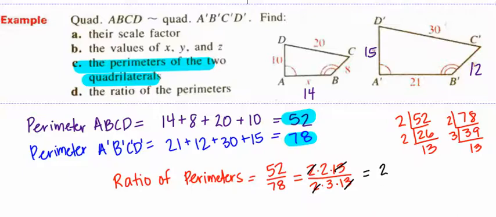Our ratio of the perimeters is 2/3, which is the same as the ratio of the scale factor. So the scale factor of similarity is 2/3, and so is the ratio of the perimeters. And that will be true on all similar figures. The scale factor is equal to the ratio of the perimeters.